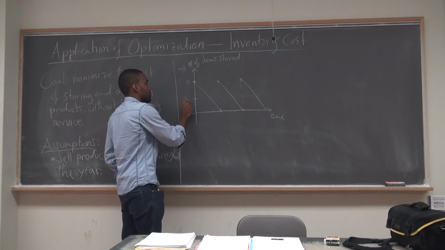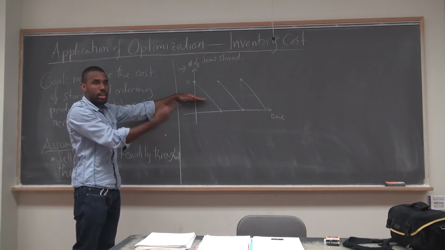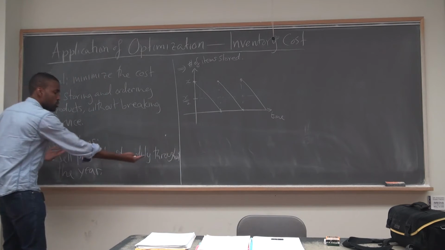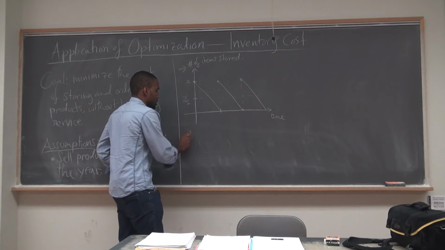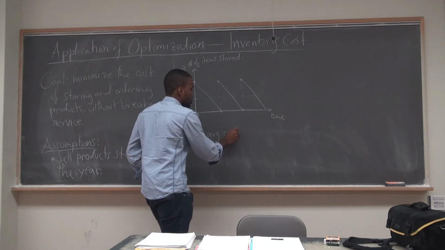Now on average, you will have stored half these items, right? Half the time you have more than this level, half the time you have less than this level. So you kind of look at the simple case, assume you're selling things steadily throughout the year, and you're looking at the average. X over 2 is the average amount of items you're storing at any given time.